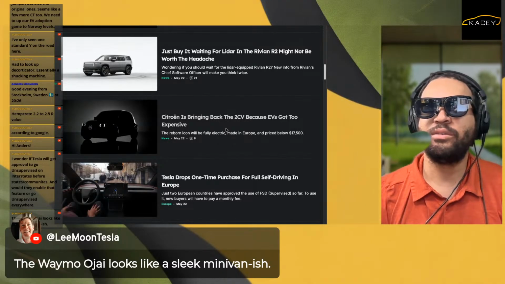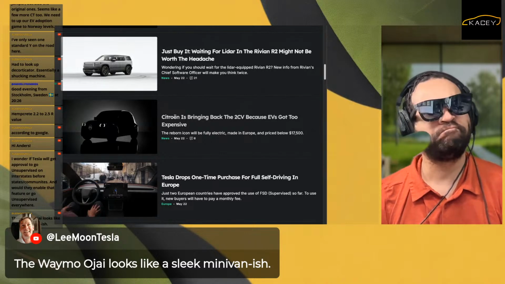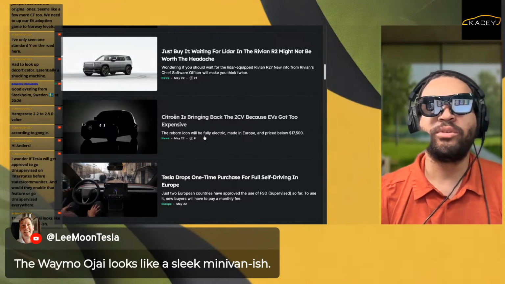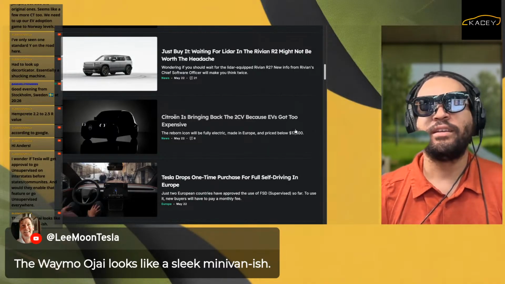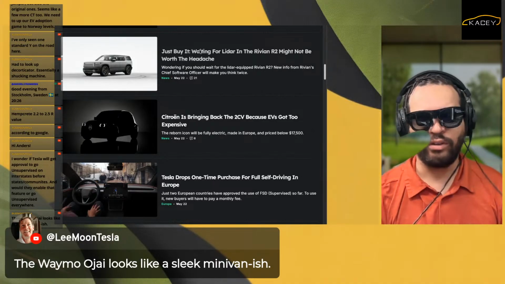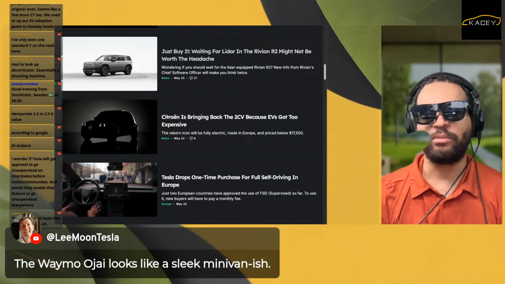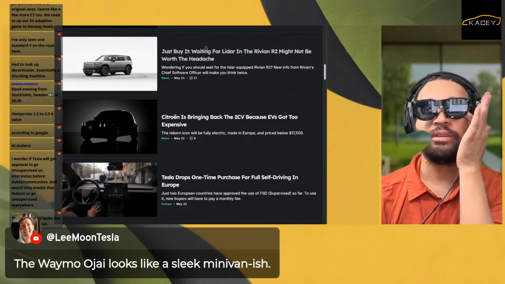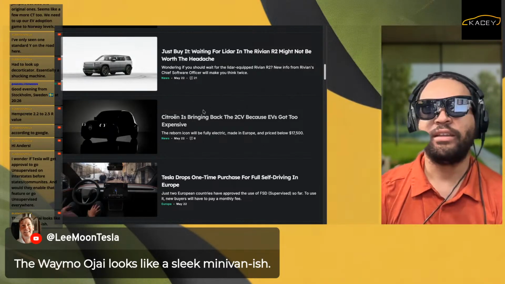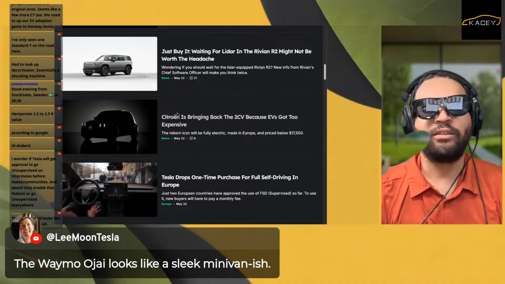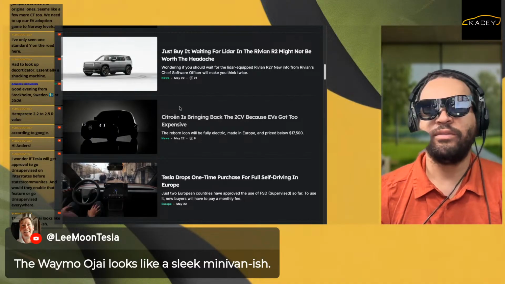Citroen is bringing back the 2CV because EVs got too expensive. Doubt. The reborn icon will be fully electric and made in Europe and priced below $17,500. Oh, okay. I see what you're saying. They're saying that regular EVs have gone up in price to chase the profit. So they're bringing back a new entry-level EV, which I appreciate. I thought it was the same crap that all the other makers are saying, like, EV this, EV that, so more gas.